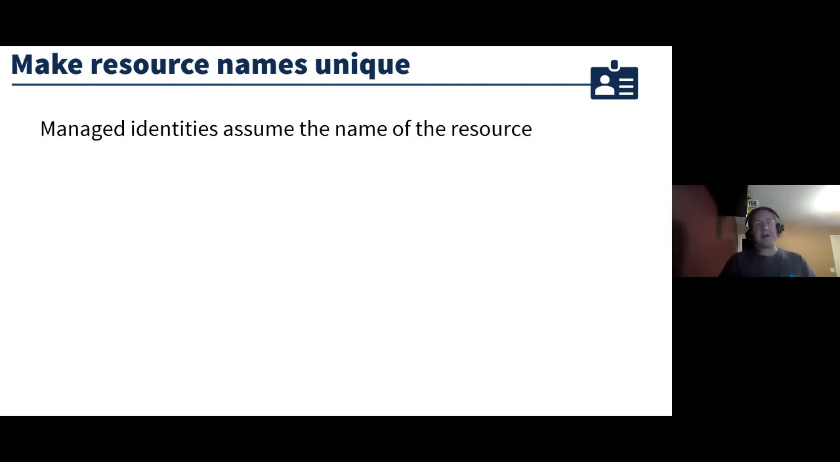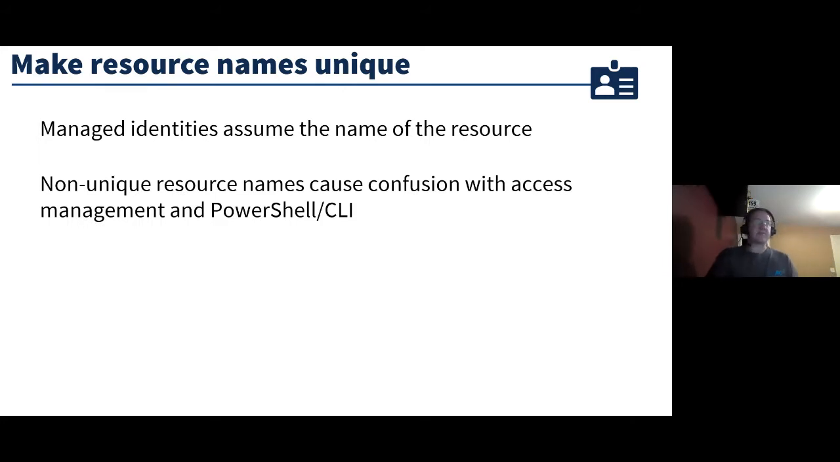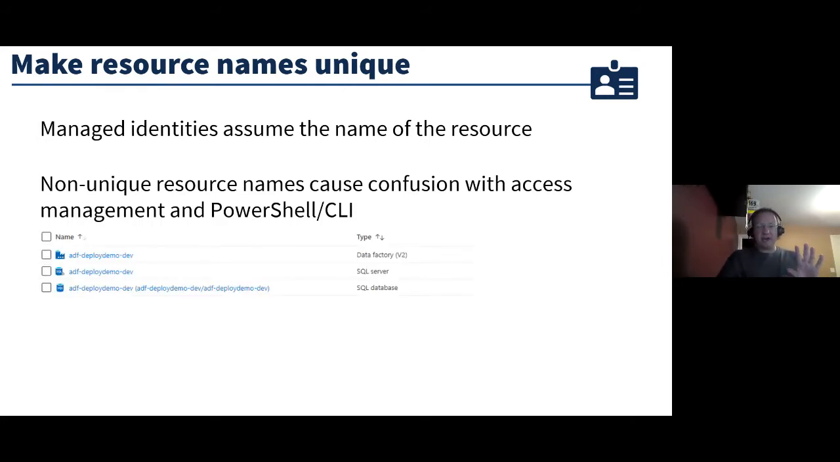One of the primary reasons for that is if you use managed identities to define or to control your access to things, those managed identities, when you create them, basically just take the name of the resource. So if you have non-unique names, those will all show up as the same. This also can be a problem if you use a lot of PowerShell or command line stuff to do your management work. So in this little example here, you see we've got a data factory, a SQL server, and a SQL DB that all have the same name. They're all ADF-deploy-demo-dev.